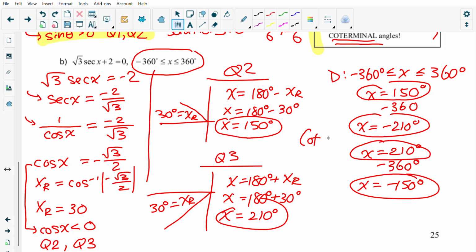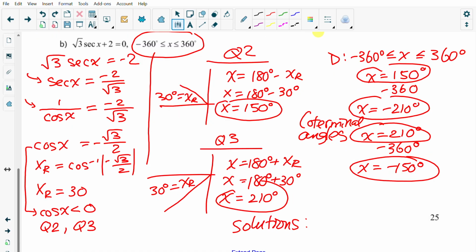So I need to look at my coterminal angles for all my solutions. So my solutions, that is negative 150 degrees, negative 210 degrees, 150 degrees, and 210 degrees. Okay, next page.